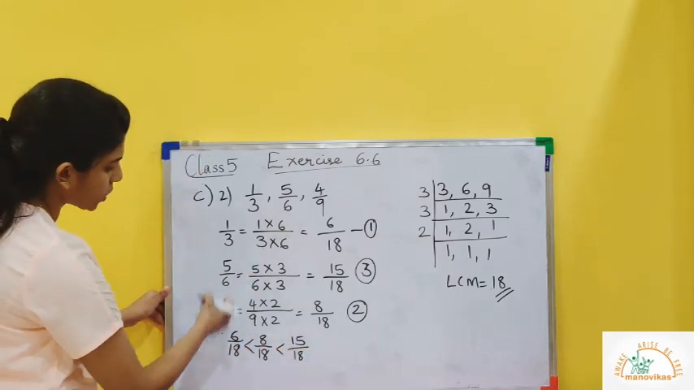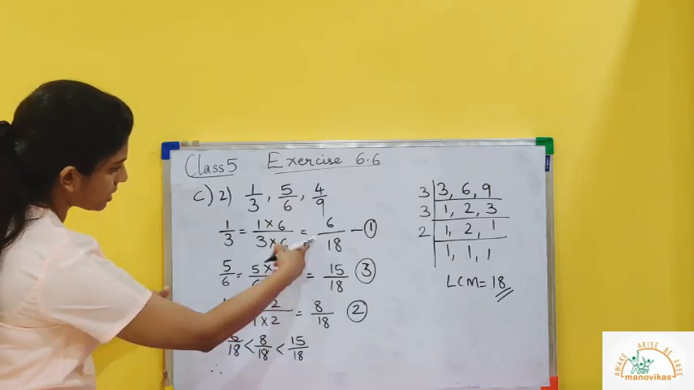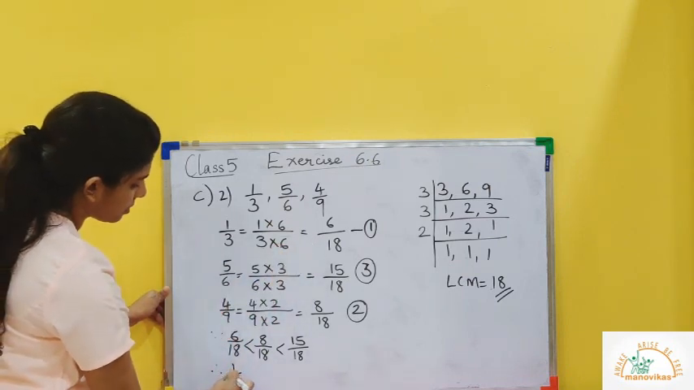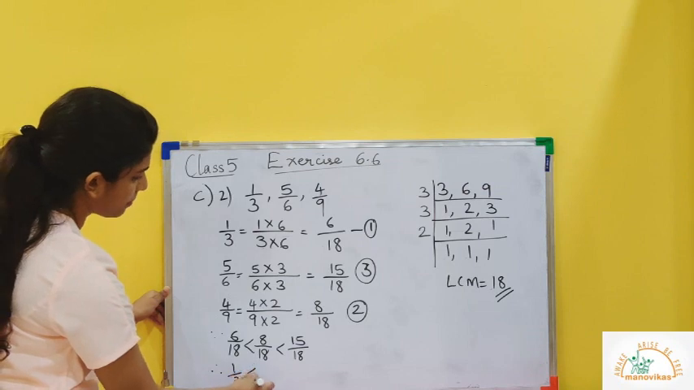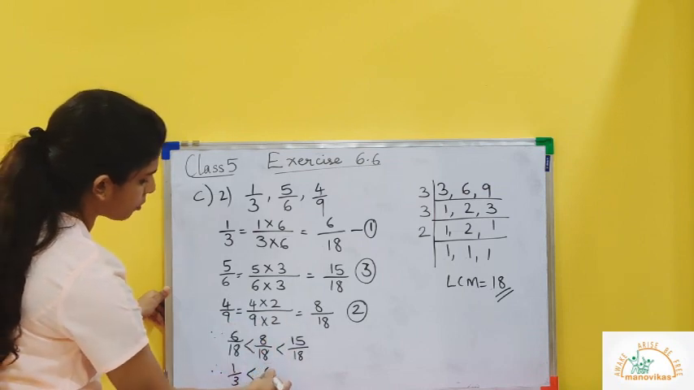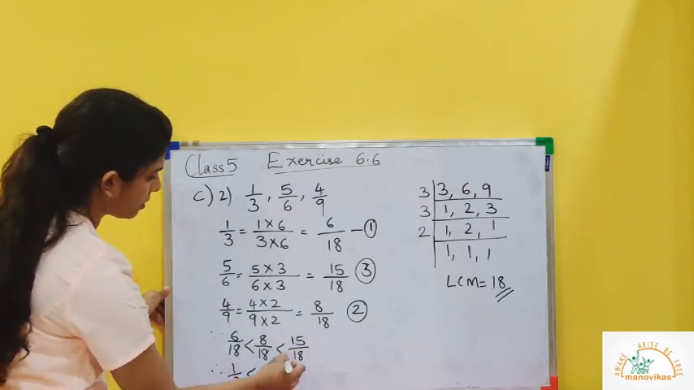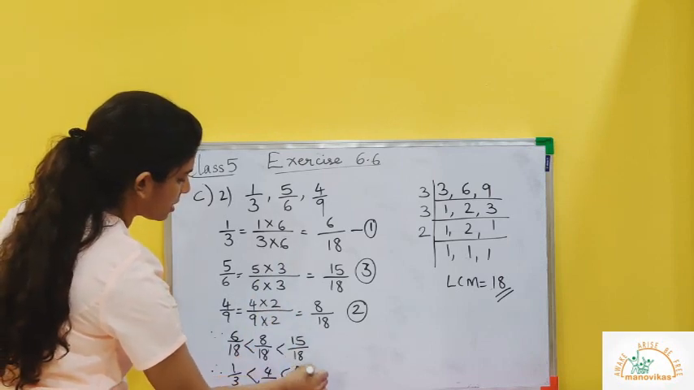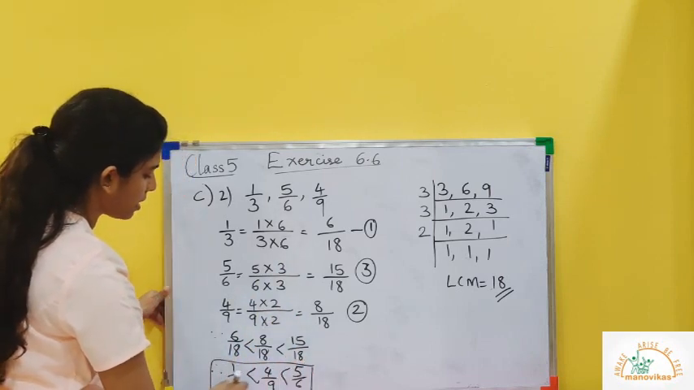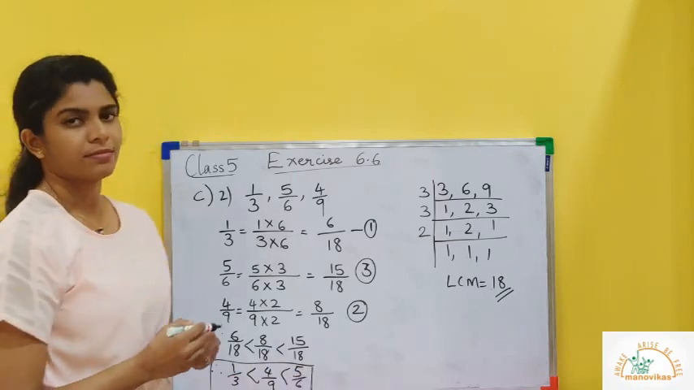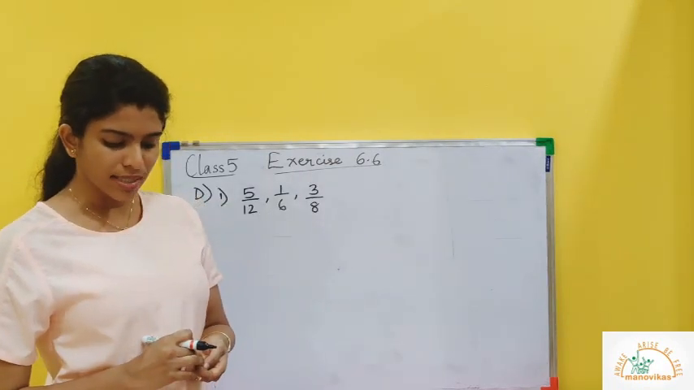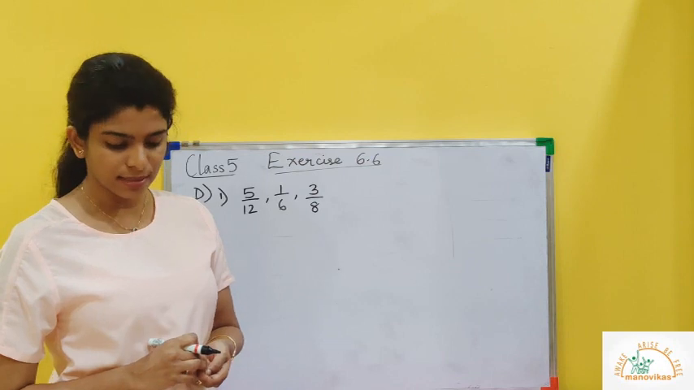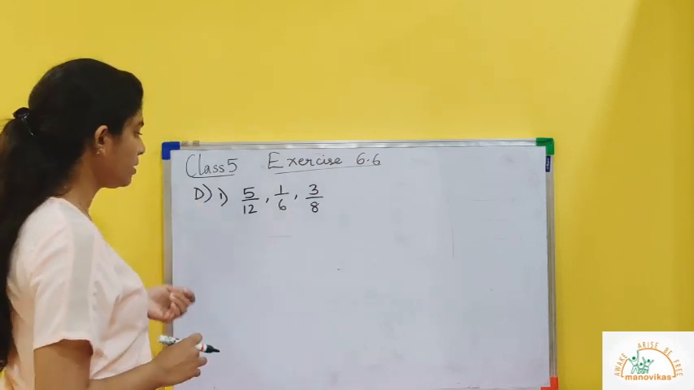Now you write the original numbers. What is 6 upon 18? 1 upon 3, 4 upon 9 and the last number is 5 upon 6. This is my answer. Question D. Arrange in descending order using the symbol. So I have taken the first one.